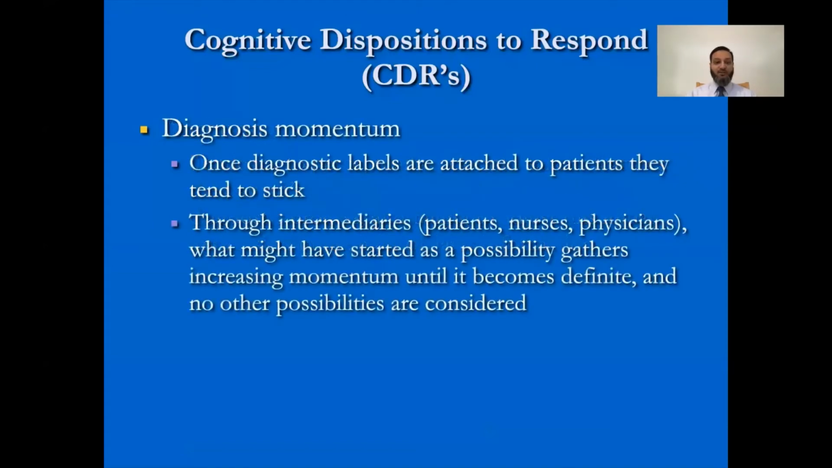Diagnosis momentum is when a diagnostic label is attached to a patient and it tends to stick. Through intermediaries, meaning patients, nurses, or physicians, what might have started as a possibility gathers increasing momentum until it becomes definite and no other possibilities are considered. So basically a patient is labeled with a diagnosis and that patient just carries that diagnosis as they come up from the ER and go up to the floor or to radiology or wherever they go. Everybody assumes that's what the patient has, although that was not really a final diagnosis. It was a presumptive diagnosis. So that diagnosis just picks up momentum every time somebody sees them, and they just assume that the pre-labeled diagnosis must be what the patient has.